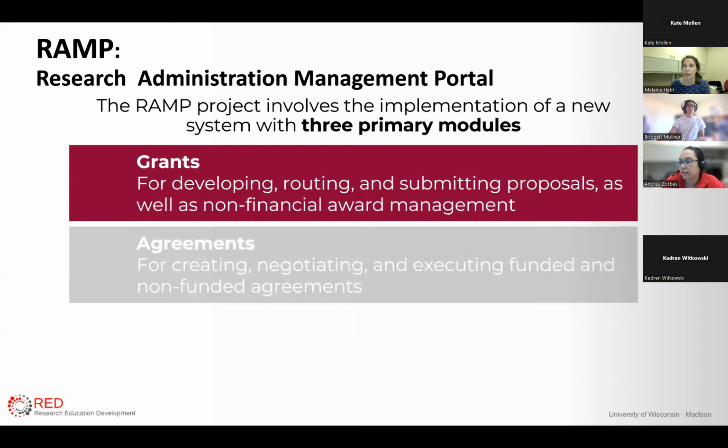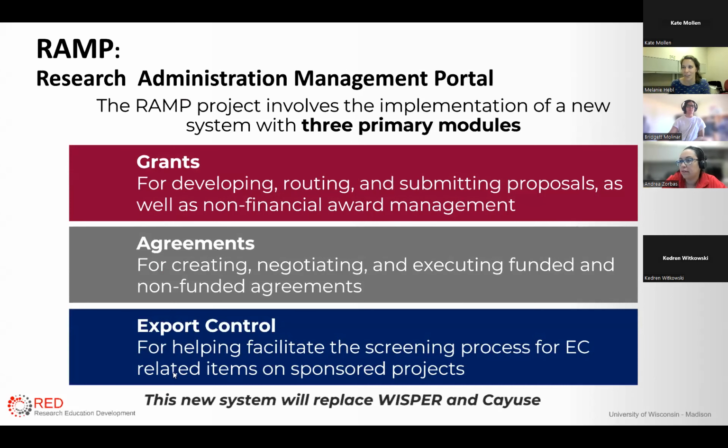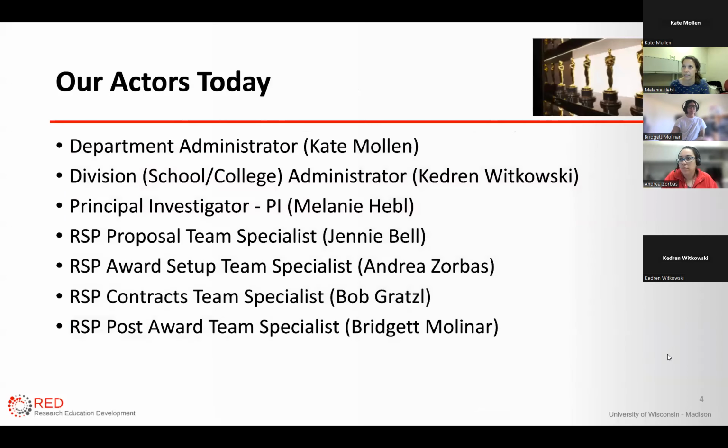And just a reminder, RAMP, again, you all know this by now, is going to be replacing Whisper come Monday. And then eventually we'll be replacing Cayuse. So the RAMP project involves the implementation of the system with 3 primary modules. There's the grants module, there's the agreement module, and then the export control module. Today we'll be talking mostly about grants, and we'll also have a scenario with the agreements module before we end.